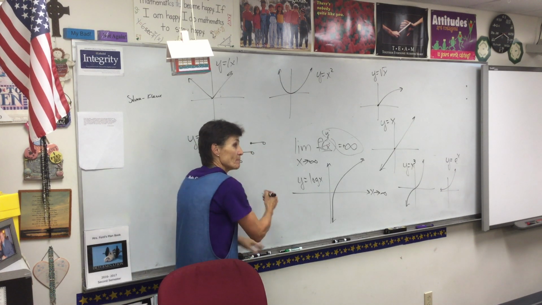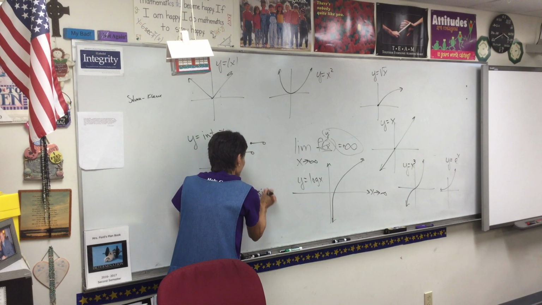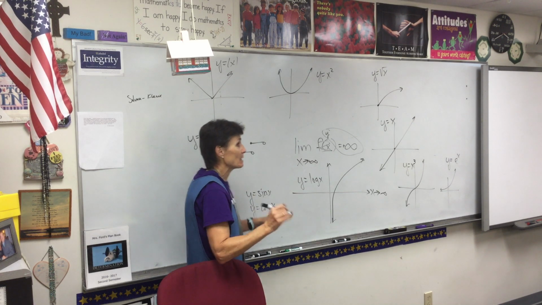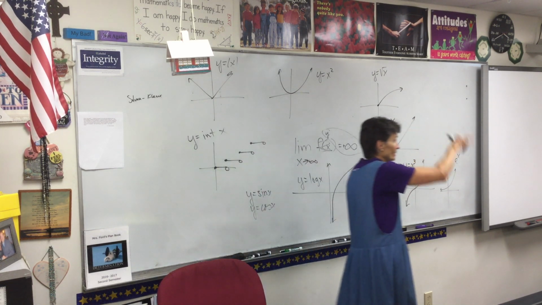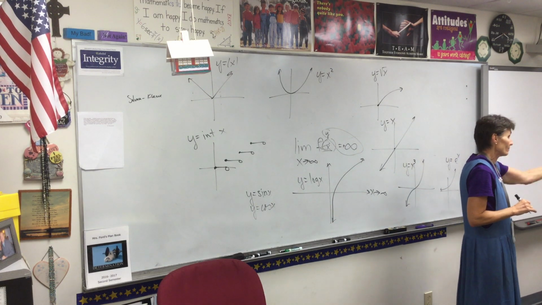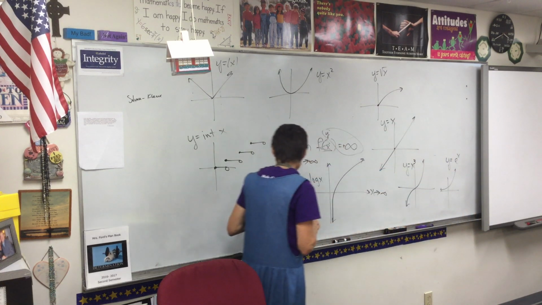So let's just make a list. What are the ones that I don't have up here? Got the sine and the cosine. Now stop a minute. Think about sine and cosine. As you go farther that way, you're just going up and down, right? You're not shooting up. You're going up and down. So that makes sense. What else?